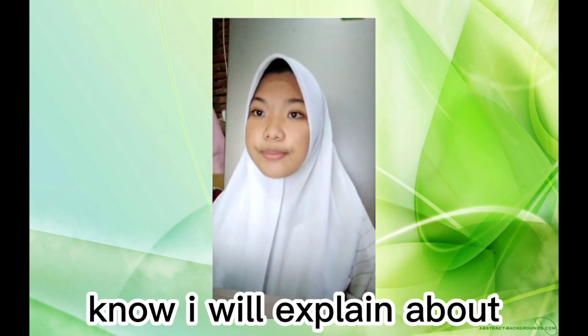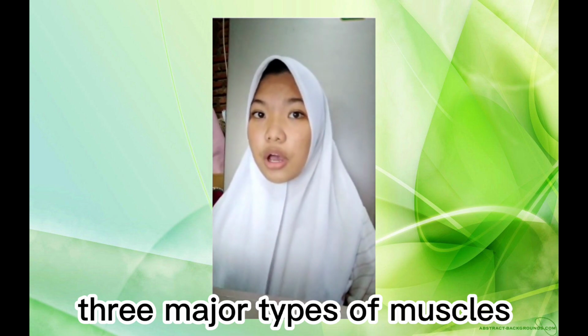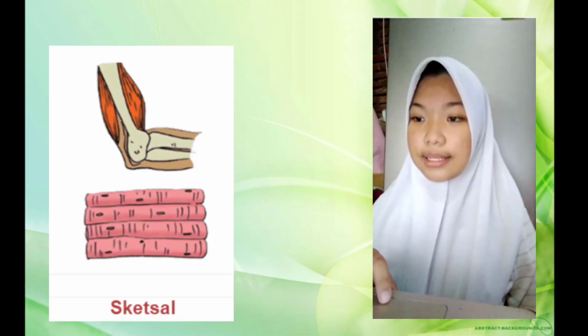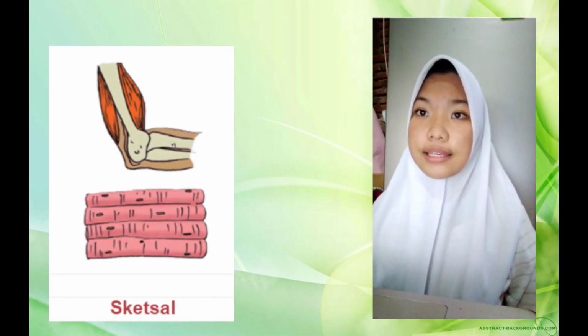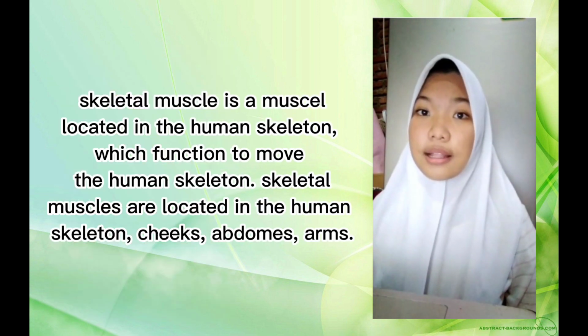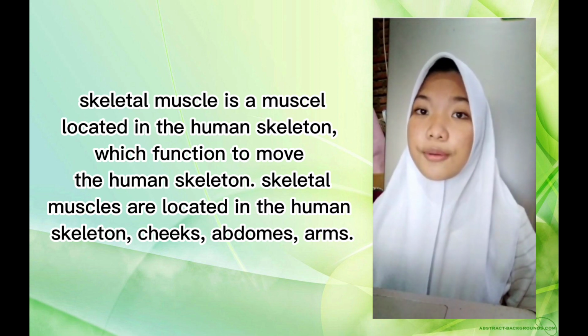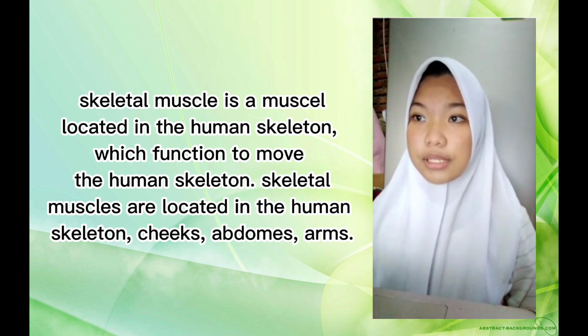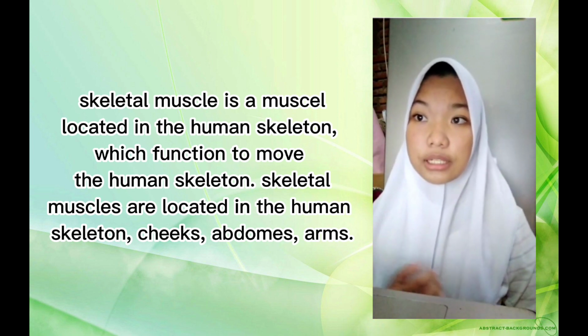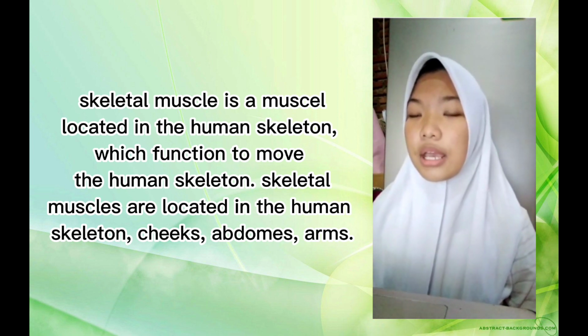Now I will explain about three major types of muscles. The first is skeletal muscles. Skeletal muscle is a muscle located in the human skeleton, which functions to move the human skeleton. Skeletal muscles are located in the skeleton, chest, abdomen, and arms.